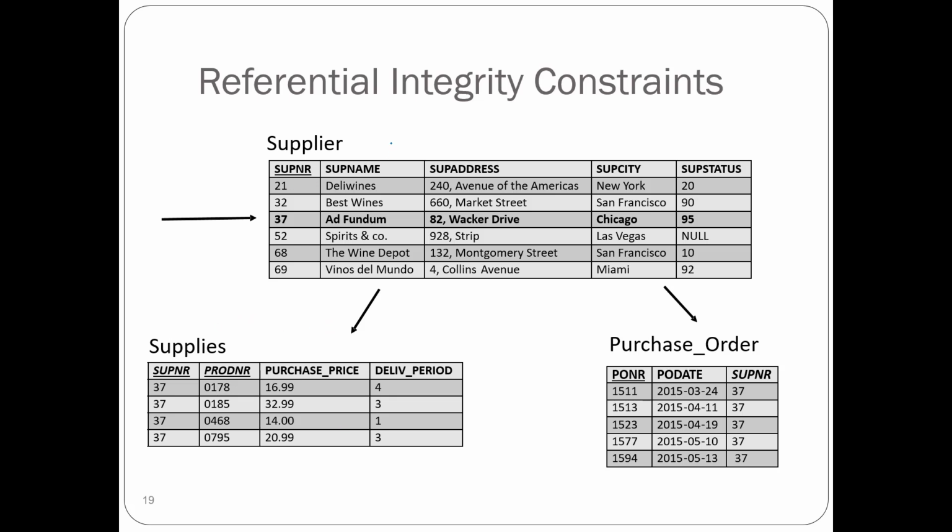Here, supplier is the referenced table. The referenced table is the table whose primary key, like supplier number, is used as a foreign key in another table. So the referenced table is supplier, and supplies and purchase order are the referencing tables. We have two referencing tables, supplies and purchase order.